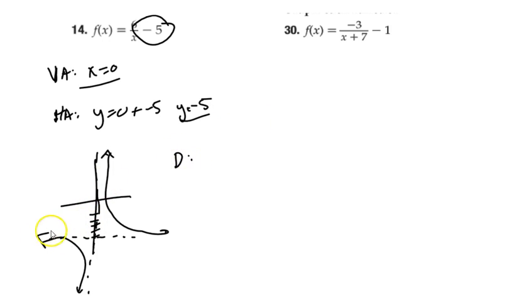Domain: negative infinity to 0, union 0 to infinity. Domain is basically everything that's not 0, and your range is everything that's not that. It's a little shortcut if you want to do that. But right, the range is negative infinity to negative 5, union negative 5 to infinity.